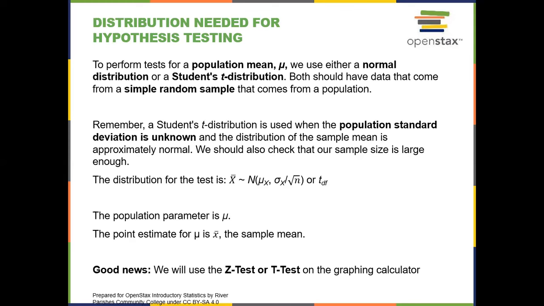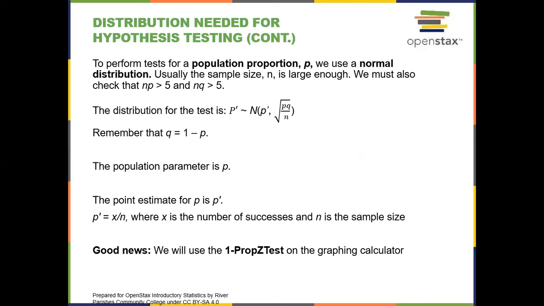Okay. The population parameter, population characteristic, is mu. The point estimate for mu, a single value, is the sample mean X bar. We will use the z-test or t-test on the graphing calculator.